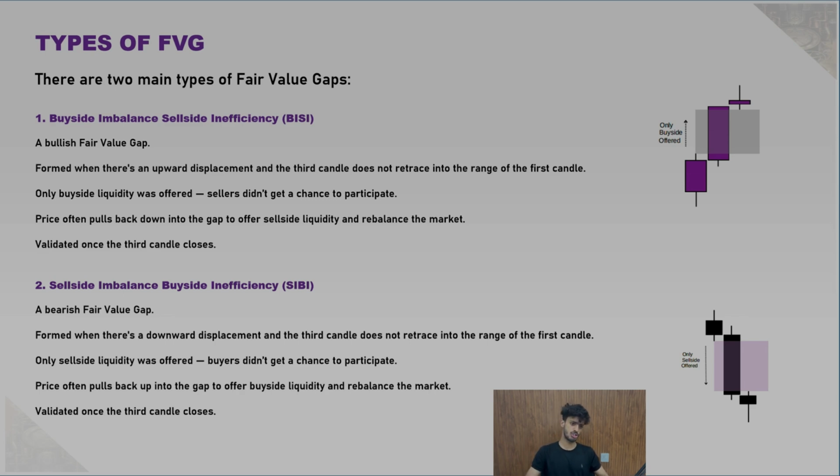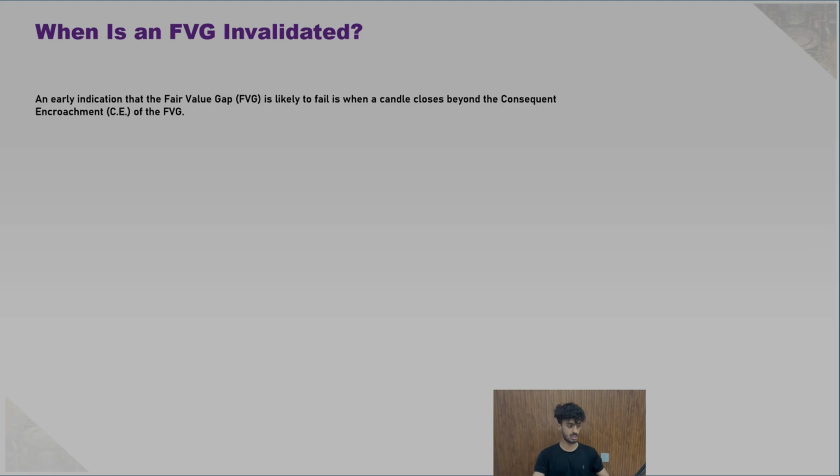Now the question, which lately people ask, maybe sometimes the genius people are going to ask: okay, there's a fair value gap, so why and when does it get invalidated? I'm going to teach you, don't worry. When is a fair value gap invalidated? An early indication that a fair value gap is likely going to fail is when a candle closes beyond the consequent encroachment of the fair value gap. The consequent encroachment, or CE level, of the fair value gap is the 50%.